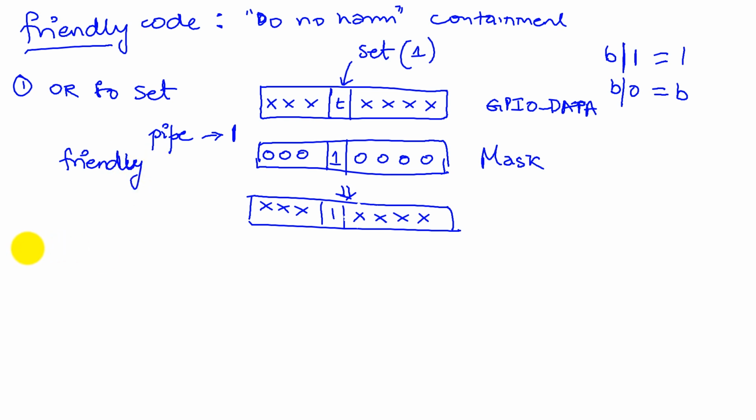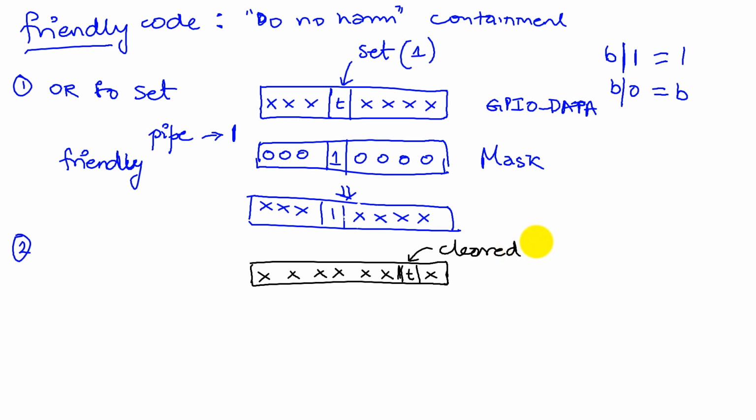What if, instead of set, I want to clear a bit? Let's use this alternate idea: I have again a location in memory which is mapped to our data register, and let's say I want to manipulate this target bit, and the rest of the bits, I'm just showing them as 8 bits, are my remaining bits. I want this bit to be cleared. Cleared means making it a 0. So how do I clear that bit?